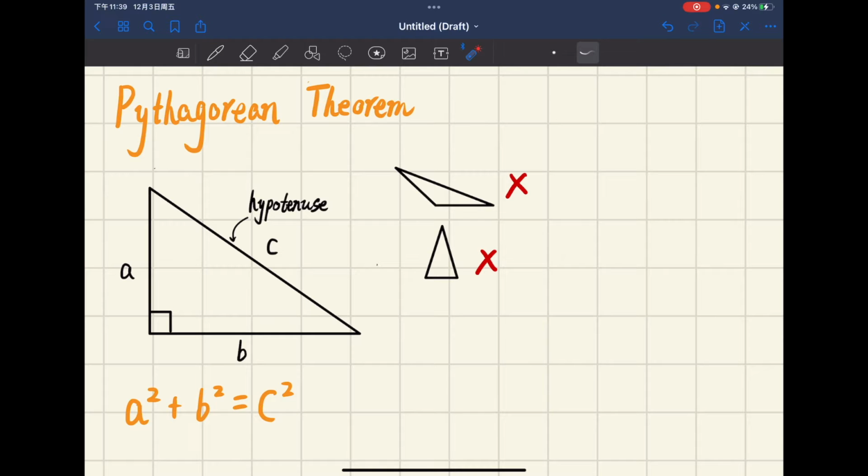With the Pythagorean theorem, if we know two sides of a right triangle, we can always figure out the third side. So let's take a look at the formula. a squared plus b squared equals c squared, where a and b are the short sides of a right triangle, and c is the hypotenuse. In case you're not sure what the hypotenuse is, it is always the longest side of a right triangle, and it's always opposite to the right angle.